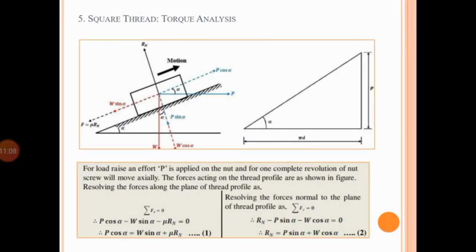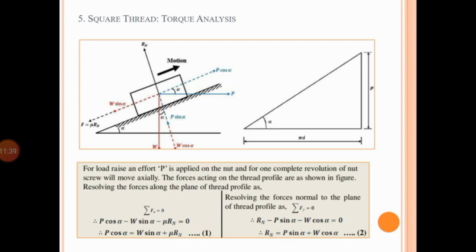Then it's time to discuss the torque analysis. Torque analysis means the torque required either for lowering or lifting the load. Over here we are going to discuss the torque required to lift the load, that means to raise the load, not lower the load. And the second thing you need to focus on is that in this theory we have taken the square type of thread. So these two things are the basic conditions for the torque analysis here.